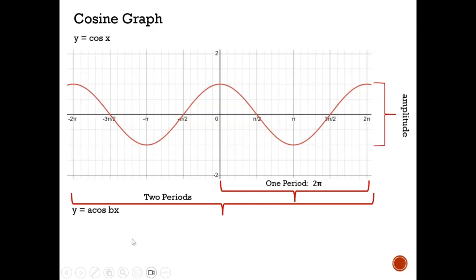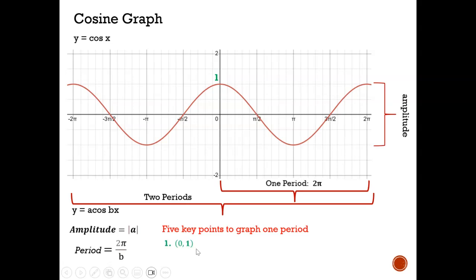And again, we need to find the A, right? Which is the amplitude. And the period will be 2 pi over b. That's my period. So it's going to be the same process as what we've been doing with a sine wave. And for the 5 key points, we divide the period by 4, right? Again, this is my point. And then pi, -1, and then 3 pi over 2, 0, and 2 pi, 1.